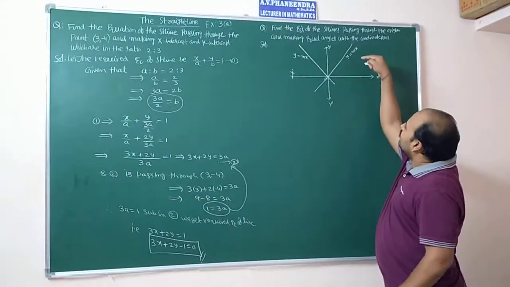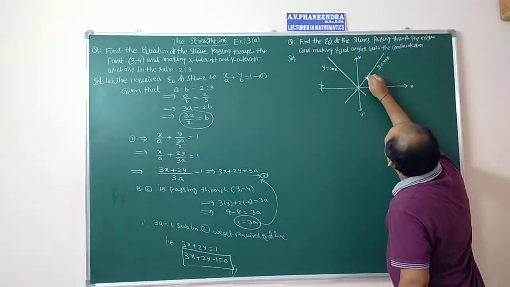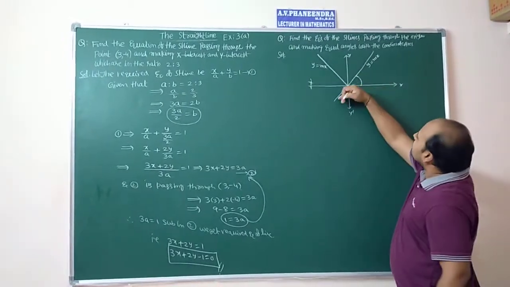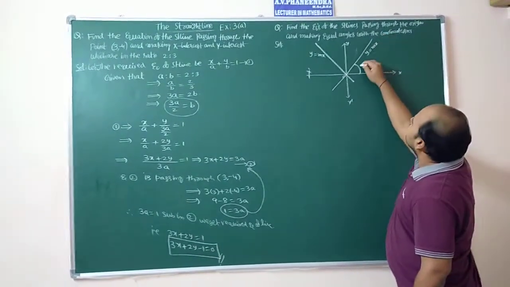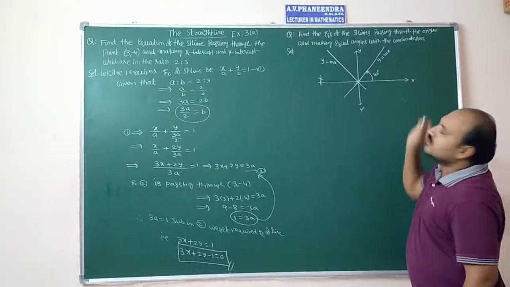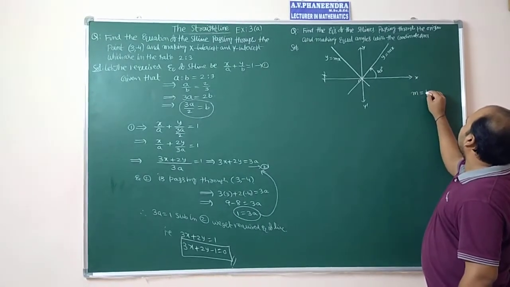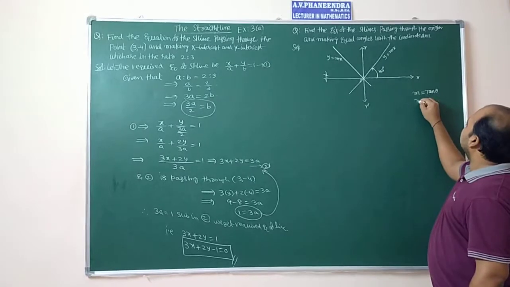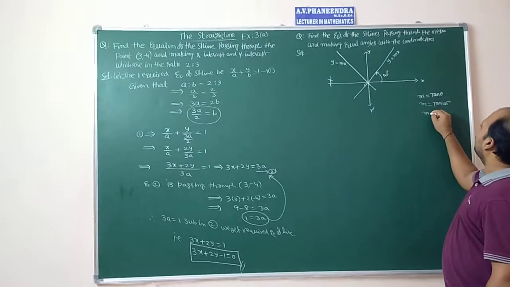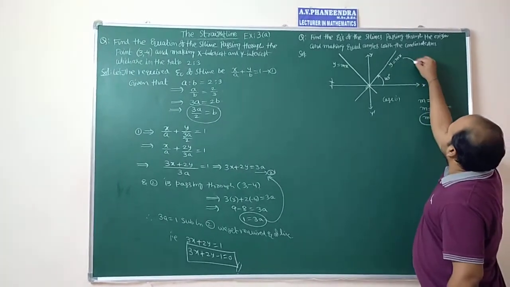One case is if we take this line, y = mx. These are the coordinate axes. The angle between the x-axis and y-axis is 90. This line is making equal angles, which means this line makes an angle of 45 degrees with the x-axis. That means for this equation, m = tan theta, theta is equal to 45. So tan 45, m = 1. So go for case 1.